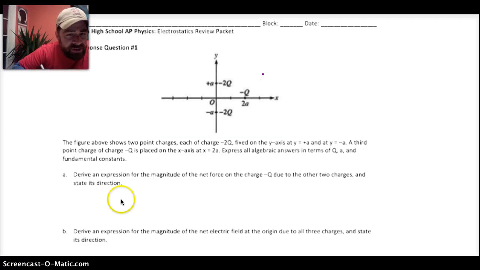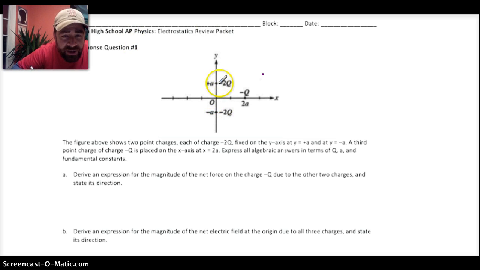Okay, this is question number 1 from the electrostatics review packet. The question reads, the figure shows 2 point charges, each of charge negative 2q, and a third point charge negative q is placed on the x-axis at x equals 2a. So we've got a sketch of the situation up here, and the first question that we're asked is to derive an expression for the magnitude of the net force on the charge q due to the other 2 charges, and they want to know additionally its direction.